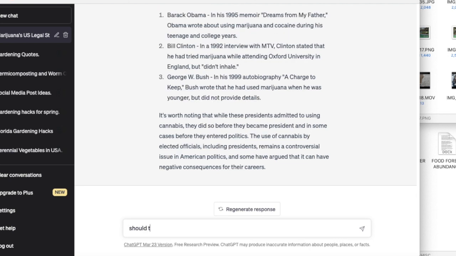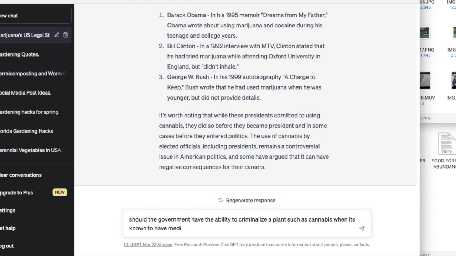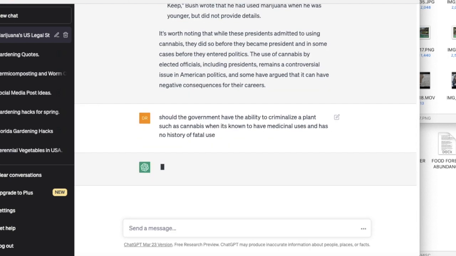So then I asked it, should the government have the ability to criminalize a plant such as cannabis when it's known to have medicinal uses and has no history of fatal use? I think this is a pretty good question. Let's see what it has to say.